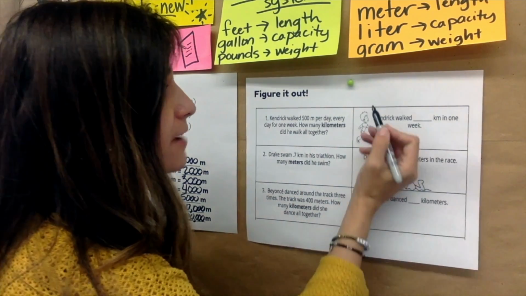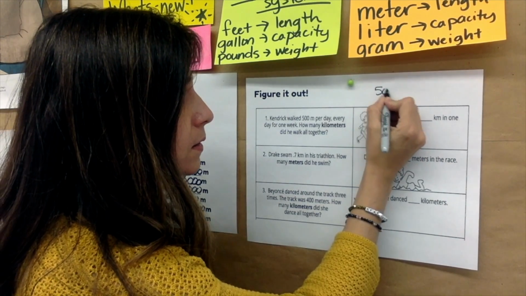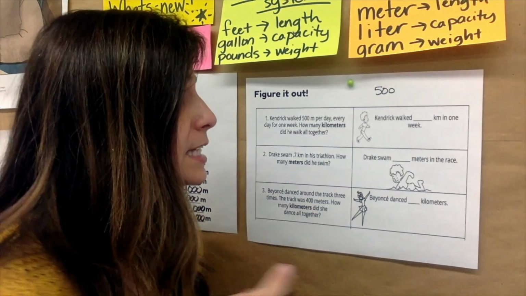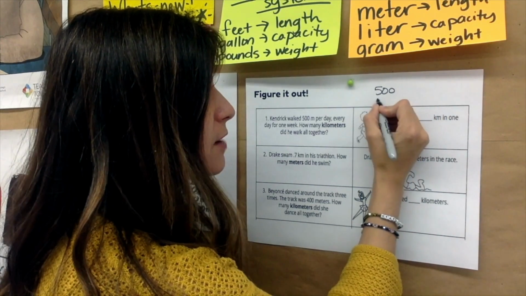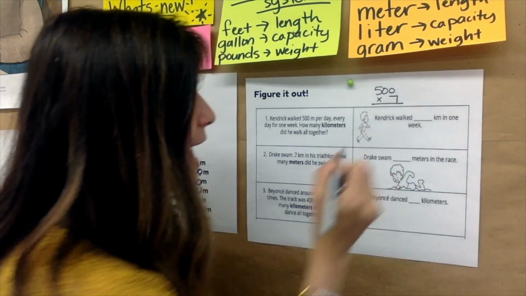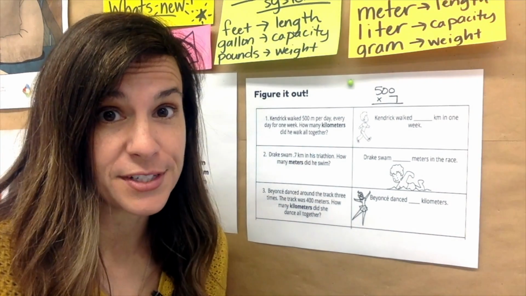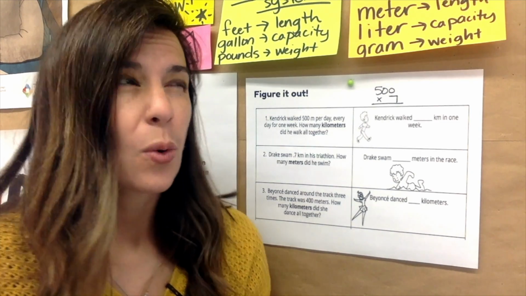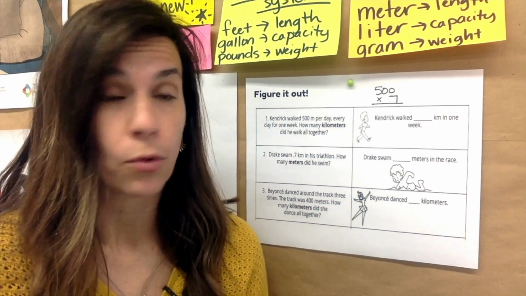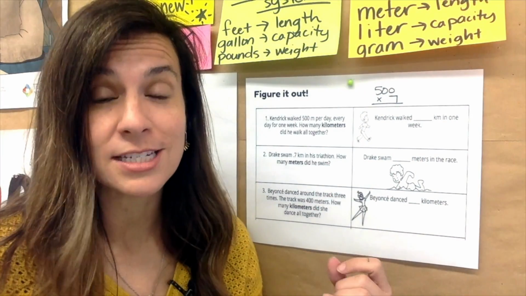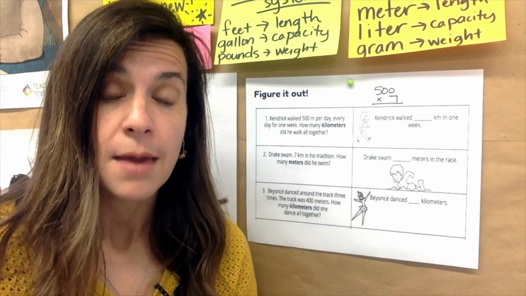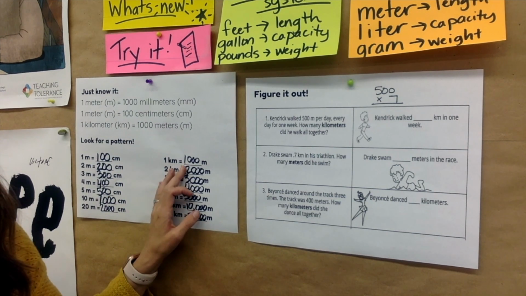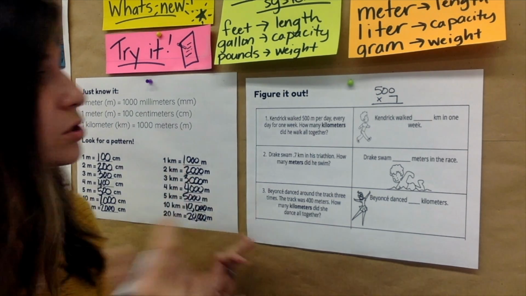So we have 500 per day for 1 week, and we know there are 7 days in the week, so that's times 7. How many kilometers did he walk altogether? I think instead of doing a multiplication problem here, what makes sense to me is to make a tape diagram where I put 500 7 times, and then I can group them because I know on my conversion chart that 1 kilometer is 1,000 meters. So let me show you what I mean.